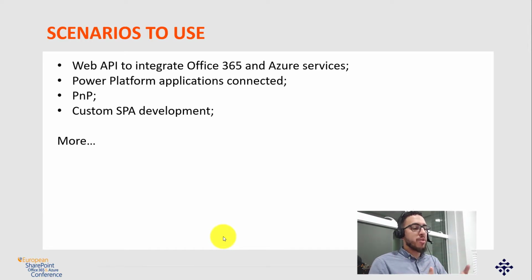So you can have Power Platform's application connected, you can use PnP, you can create an SPA application in React or something like that, Angular or something like that, and use this application to not only log in and log out using Microsoft account, but also to connect to Office and Azure services. So it's pretty powerful, the things that you can do with the custom apps.